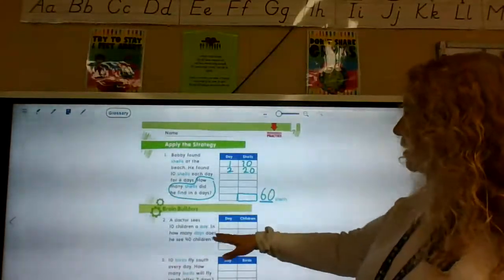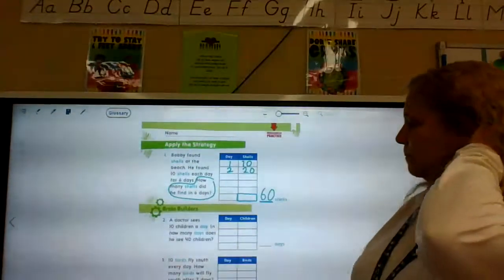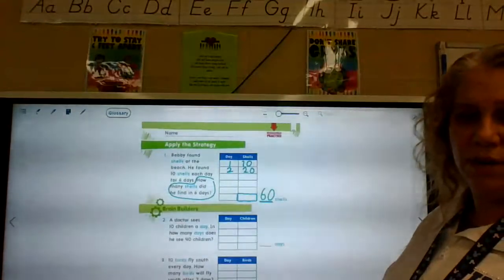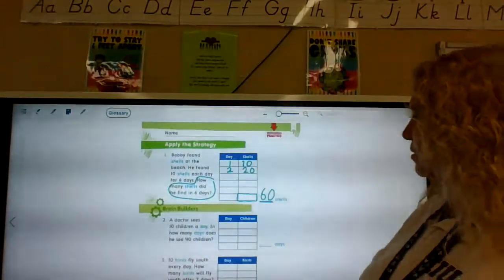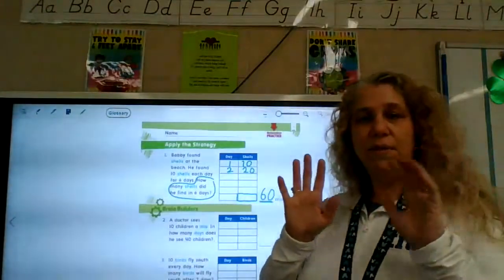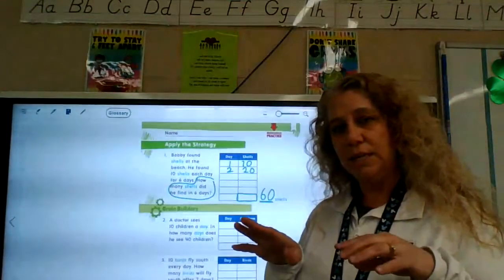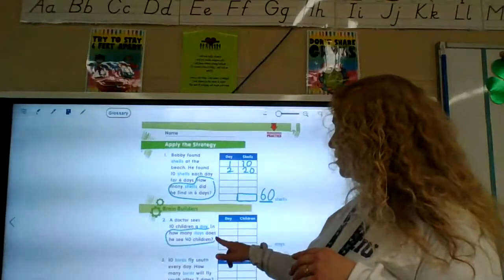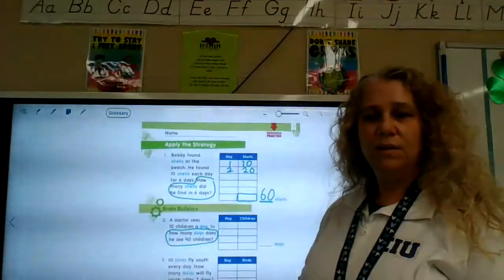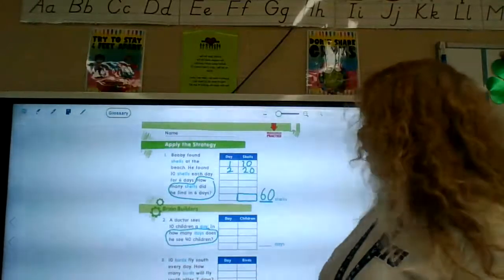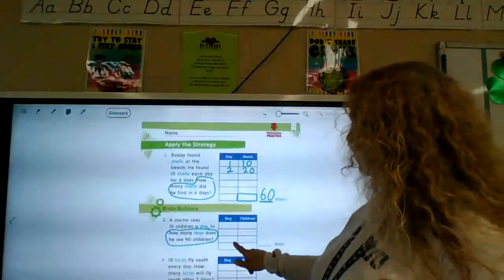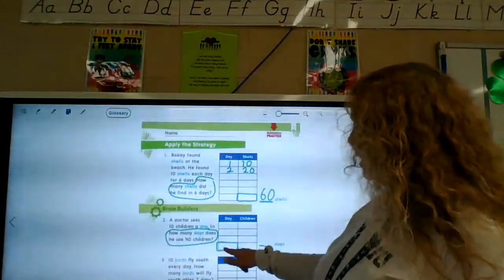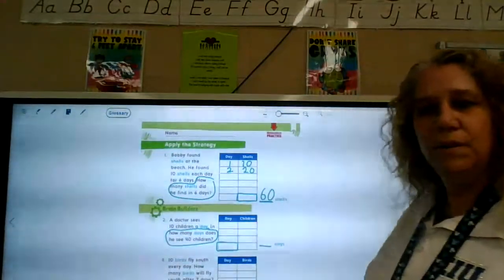Okay. A doctor sees 10 children a day. In how many days does he see 40 children? Okay, so every day he sees 10, but they don't want to know how many children he sees. They want to know how many days does he see 40 children. So how long does it take for him to see 40? So fill out your chart. And then this number will be your answer. The day will be your answer. Fill out your chart.